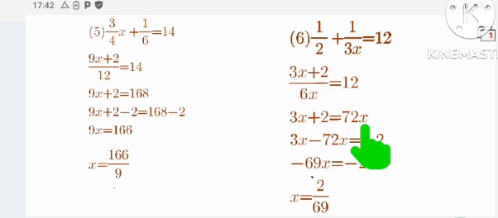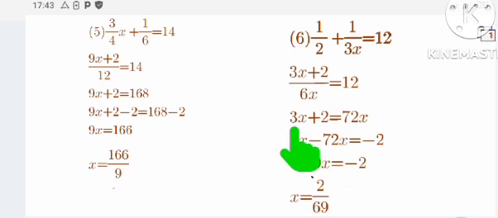What do we do after that? We simply collect like terms. That is, we want the whole of the dependent variable on one side of the equation and every other thing on the other side. So we can subtract 72x from both sides. So we are going to have 3x minus 72x. Then since we have plus 2 here, we want this one to go to the other side. We simply subtract 2 from both sides. So that's why we have negative 2 here.